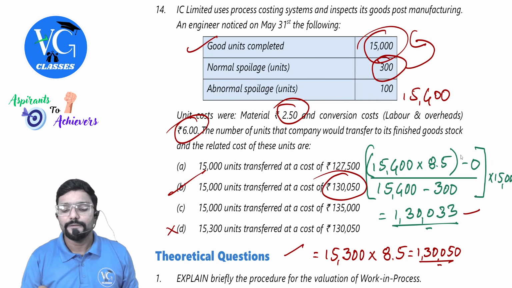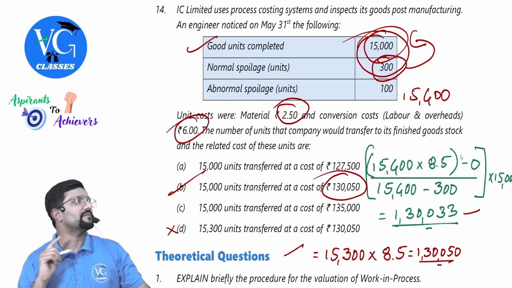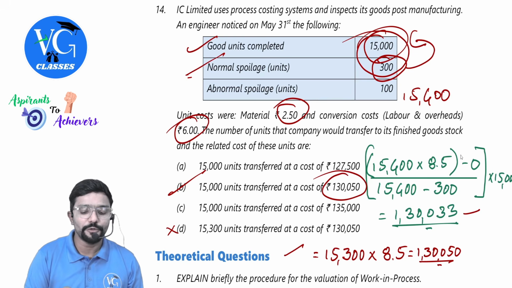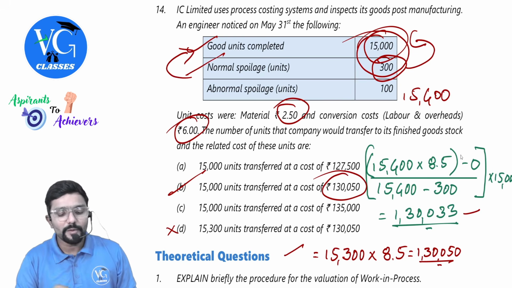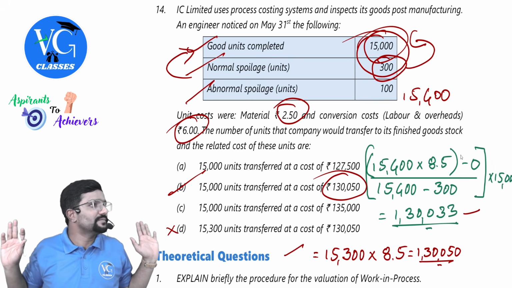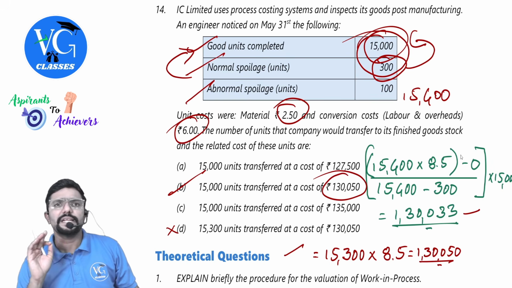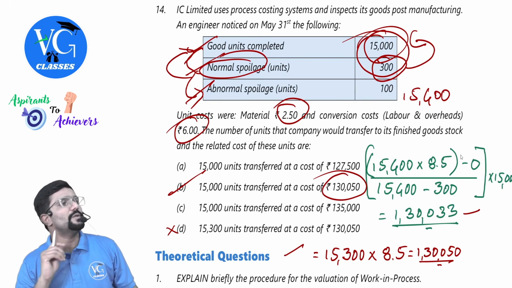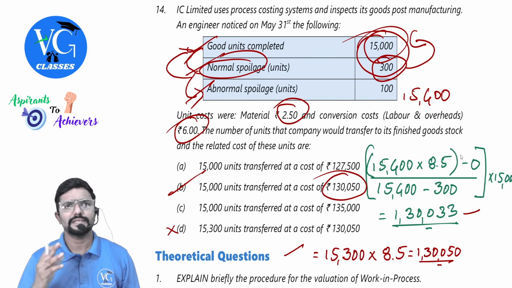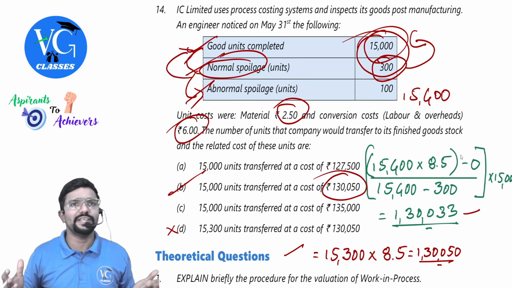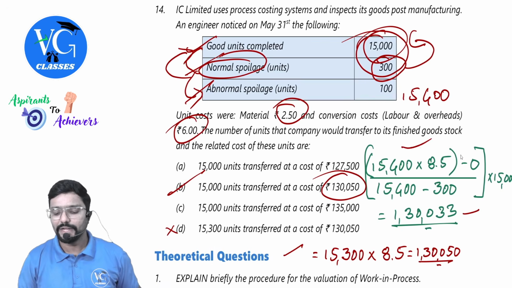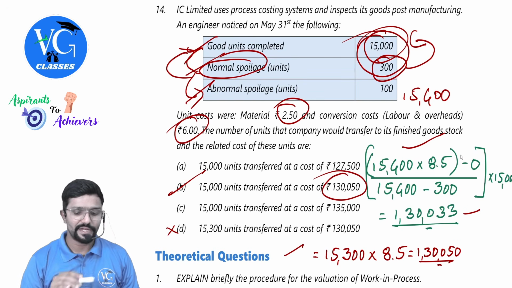But here, to get this 1,30,050, the calculation they would have done is, guys, 15,300 into 8.5. Clear? The entire normal loss, they have tried to shift it to whom? Good units only. Sir, what about abnormal loss? They have just valued it at 8.5, 100 into 8.5. Is it a right treatment, sir? It is not a right treatment, because normal loss has to be spread over good units as well as abnormal loss. Clear? Yes, that is what we have learned. Even in the problems, they follow that only. Only here they have followed this, guys. Is that clear, sir? What is the right way? Whatever I have shown here.